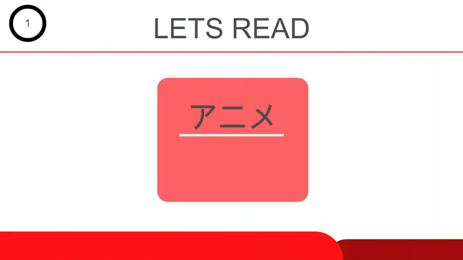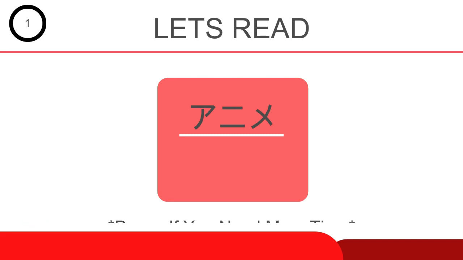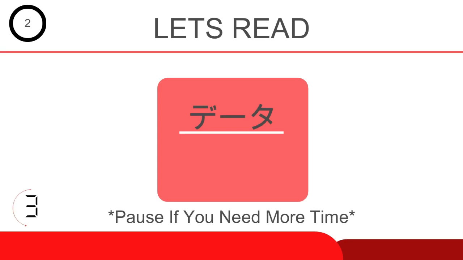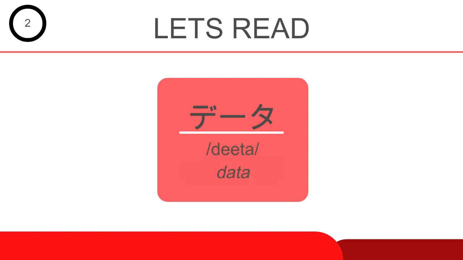Let's use what we learned to make foreign words in Japanese. Anime. Now this word may feel like it's a native word of Japanese, but anime is an abbreviation of the word animation. And the second word is data. Remember, when using katakana, it's important to write based on how the foreign word is pronounced, not the way it is spelled. So instead of writing data, we use deta.